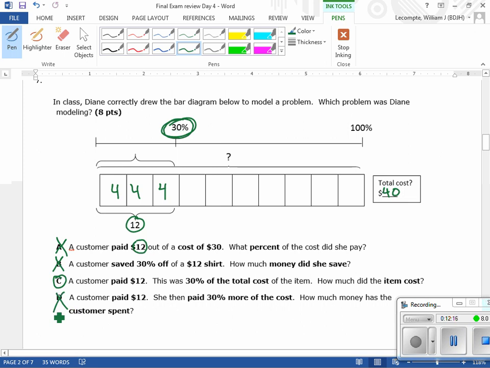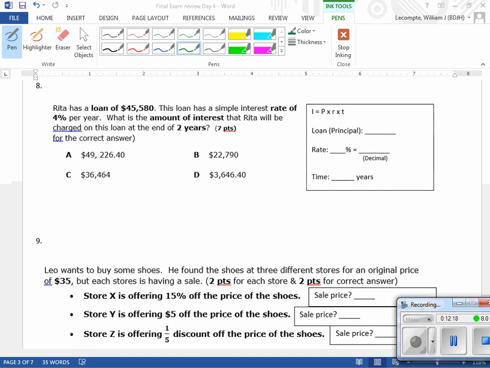Number 8, we're talking about interest again, and I have a principal, rate, and time. So I have a loan of $45,580. This loan has a simple interest rate of 4%. Well, I have 4%, but that looks like this as a decimal. Per year. How many years? 1. So what is the amount of interest that Rita will be charged?